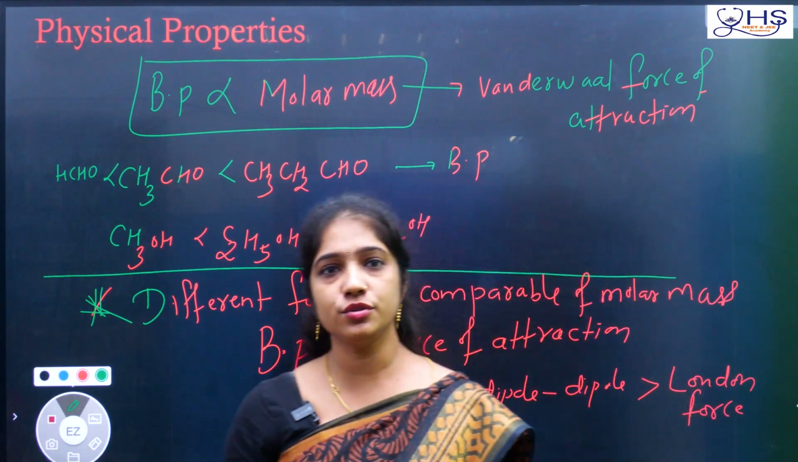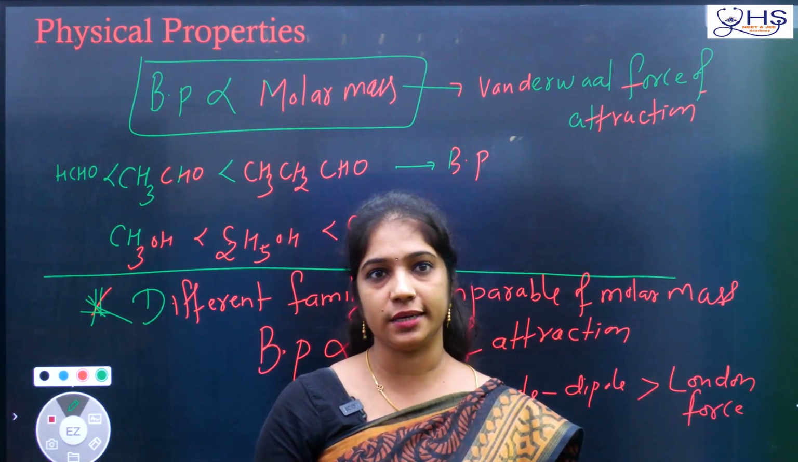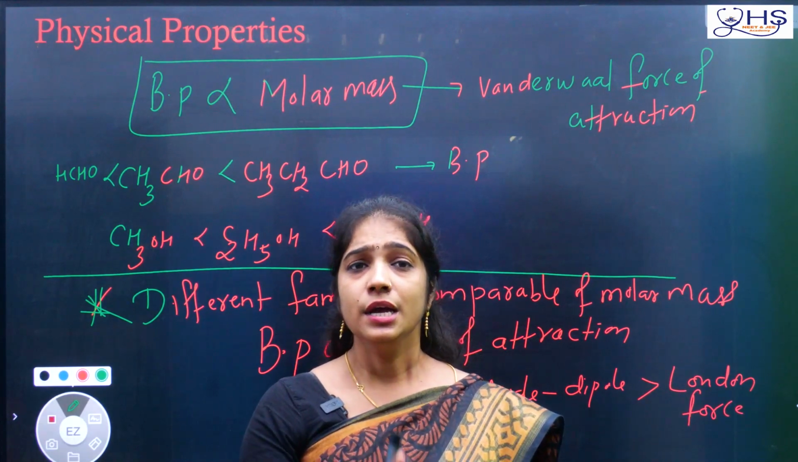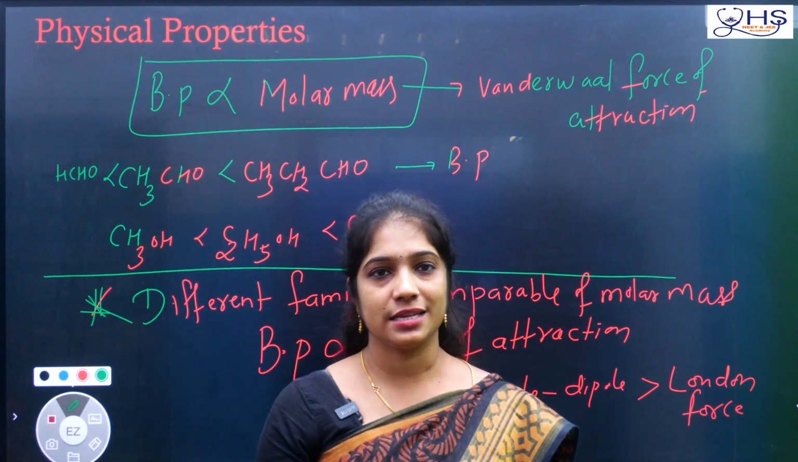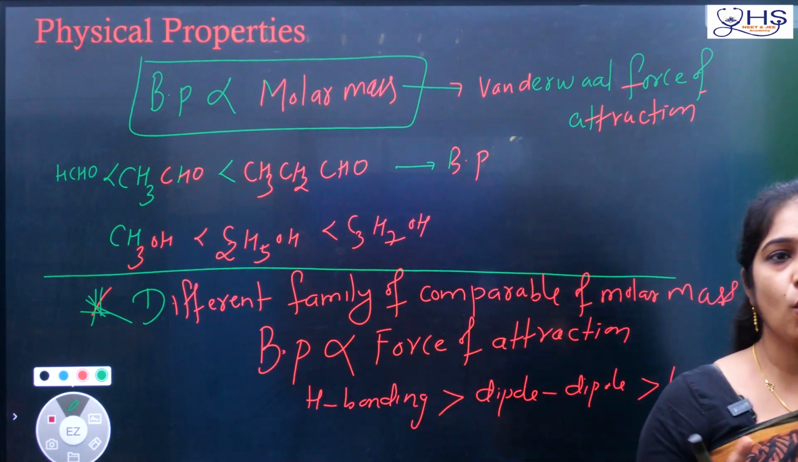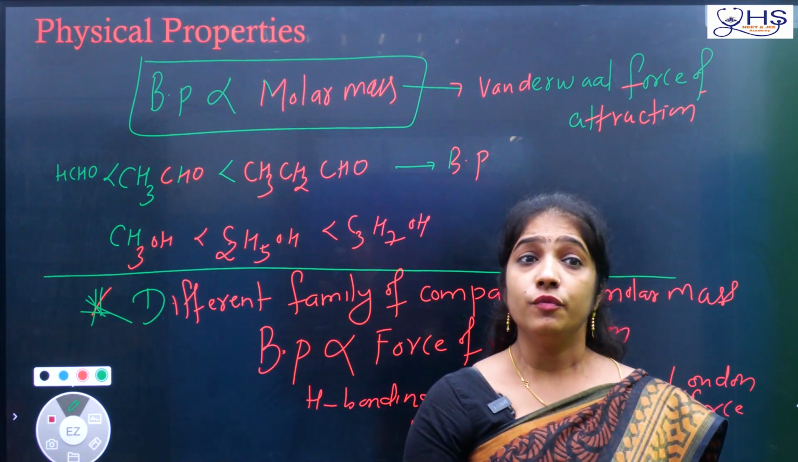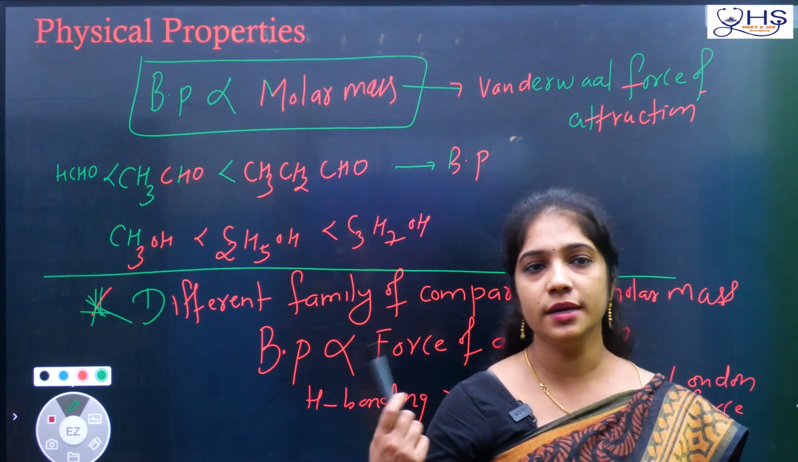Within hydrogen bonding also, alcohol hydrogen bonding will be stronger than amines. Again you have to check. So finally what you have to check is the force of attraction. If any molecule is having strong force of attraction, that molecule's boiling point will be more. That concept you have to catch. So force of attraction increases, boiling point increases.